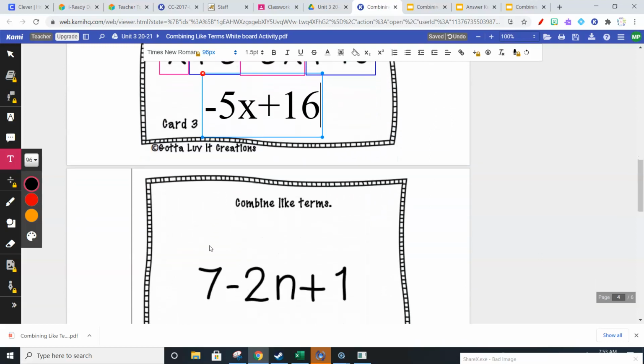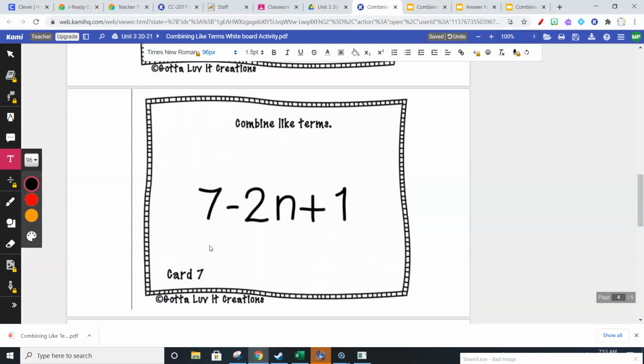Okay, let's try another one. So go ahead, write this one on your board, try it on your own, and then play the video to check your answer.